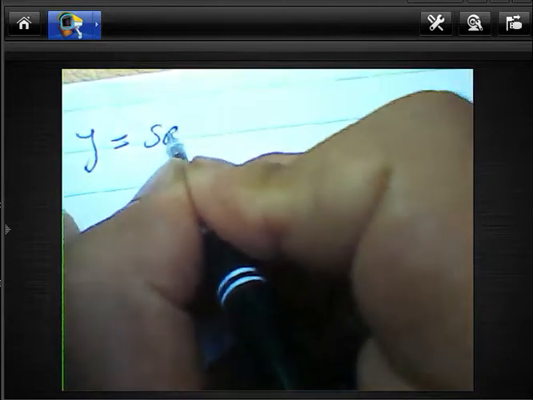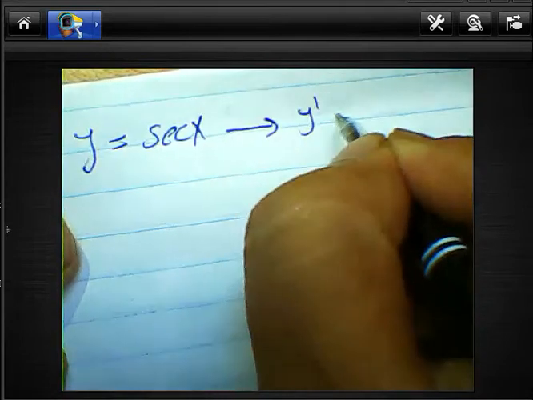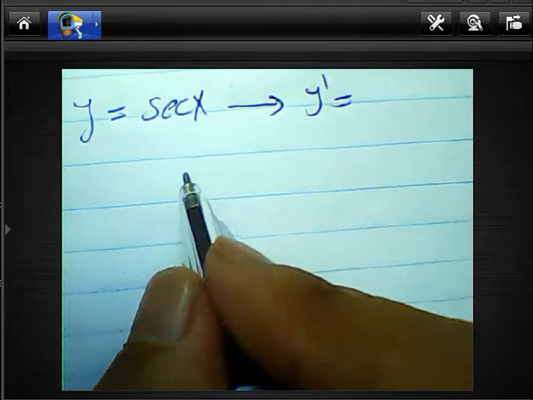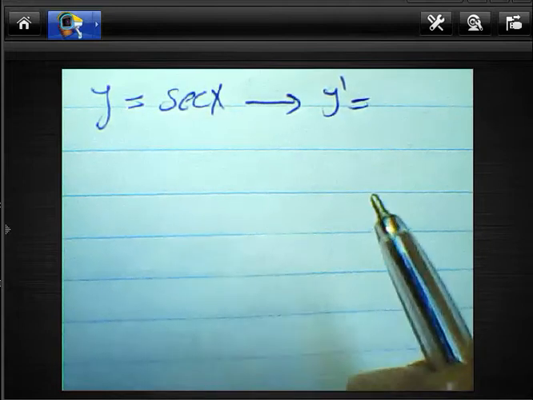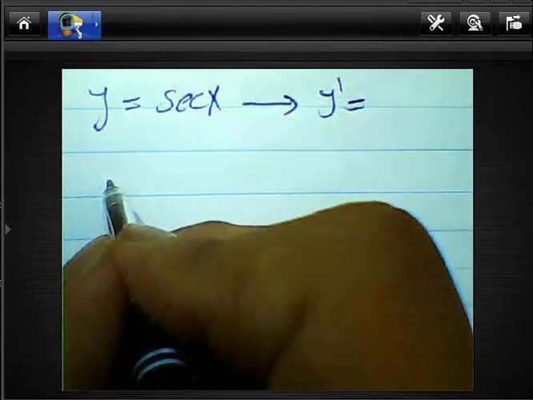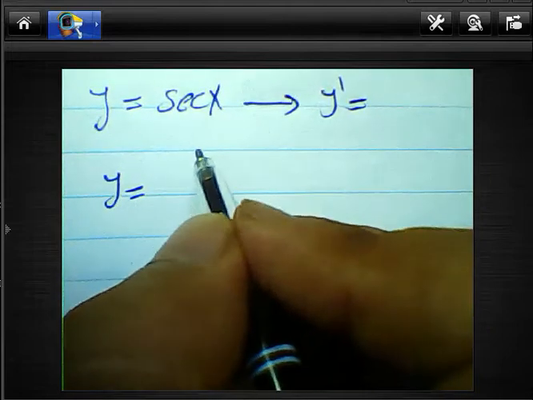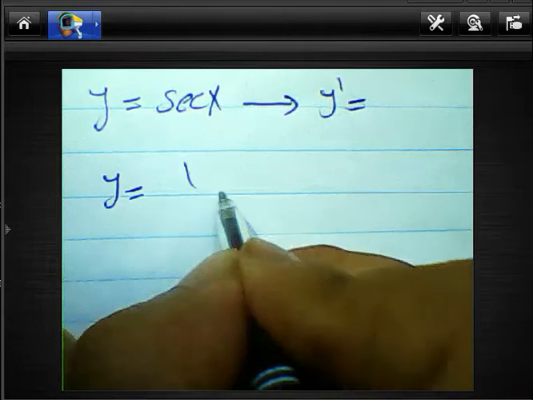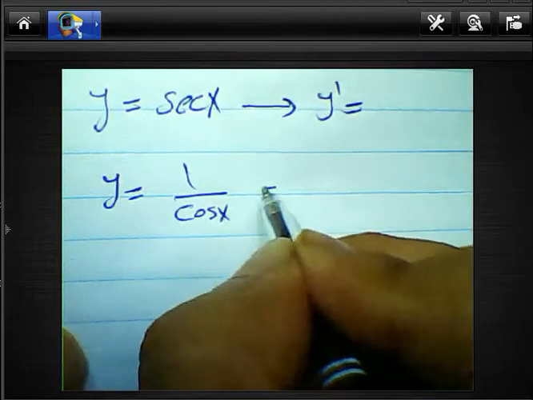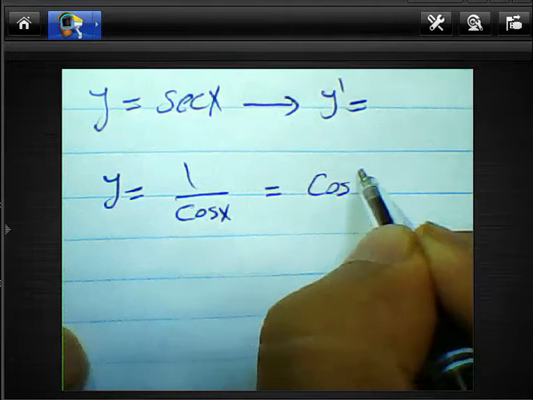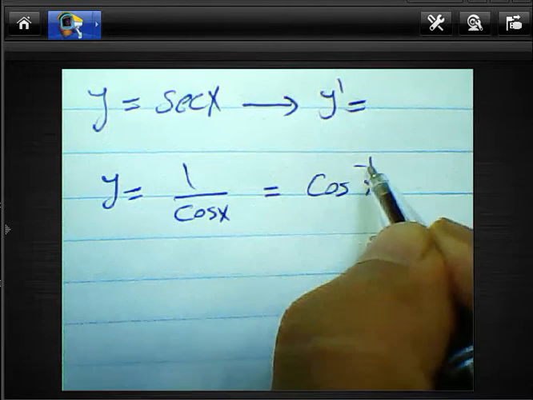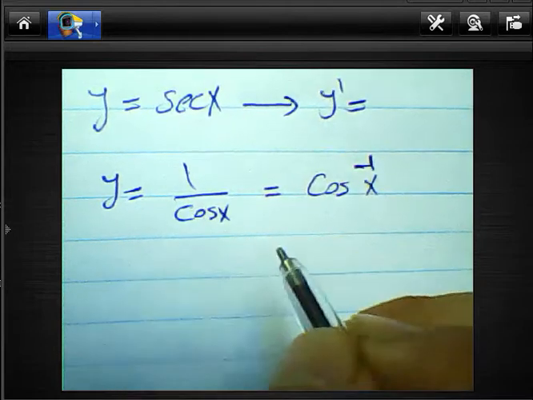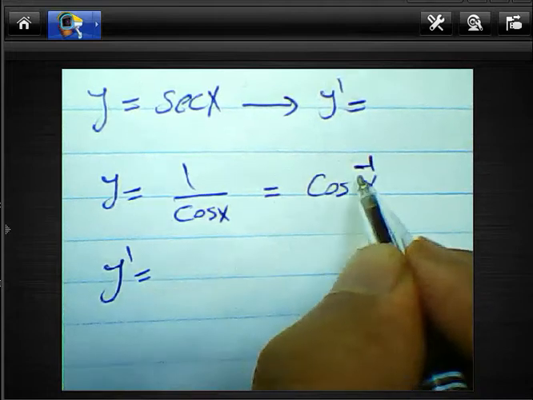And what about this function? y equals sec x will be what? We know the derivative of sec x equals sec x tan x, but we want to find the derivative by steps. Prove that. Okay. First, we know sec x equals 1 over cosine x, and 1 over cosine x equals cosine power negative 1 of x, because it's in a denominator. We can write it in the numerator by converting the power. So we can find the derivative of cosine power negative 1 of x.